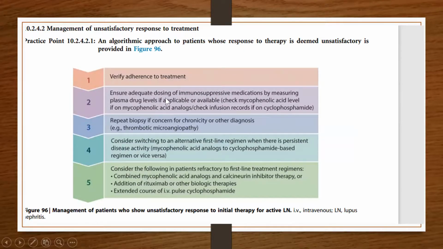So when someone is not responding, you make sure that they are taking the treatment. You make sure you're giving the adequate dosages of immunosuppressant therapy. You could consider biopsy to see if there might be more chronic changes. You might consider switching to alternative regimen. Consider the following in patients refractory to first-line treatment. You could combine MMF with CNI in the multi-targeted therapy. You could give rituximab, and you could extend course of IV pulse cyclophosphamide, and now you could use belimumab.